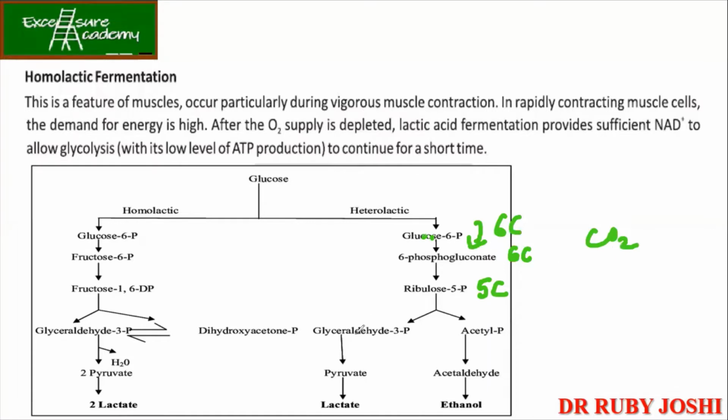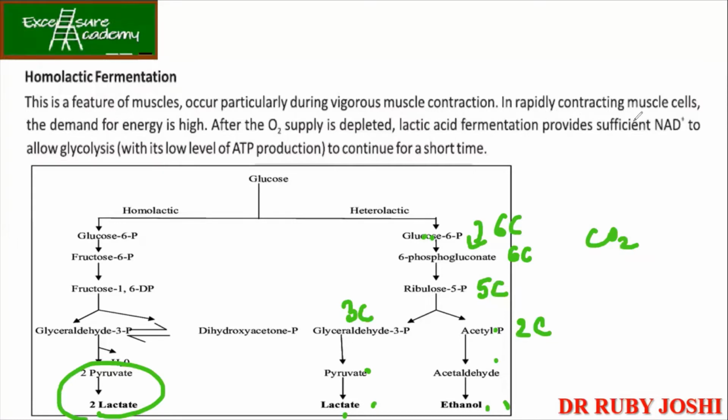अब क्या होगा? Glyceraldehyde 3-phosphate is 3 carbon, acetyl is your 2 carbon. Then pyruvate, अगर pyruvate है 1 molecule, so you can get lactate, and then from here acetaldehyde, ethanol. So 1 molecule of lactate and 1 molecule of ethanol. Whereas if it undergoes homolactic, you are going to get 2 molecules of lactate. So this is a feature of muscles, occurring particularly during vigorous muscle contraction.